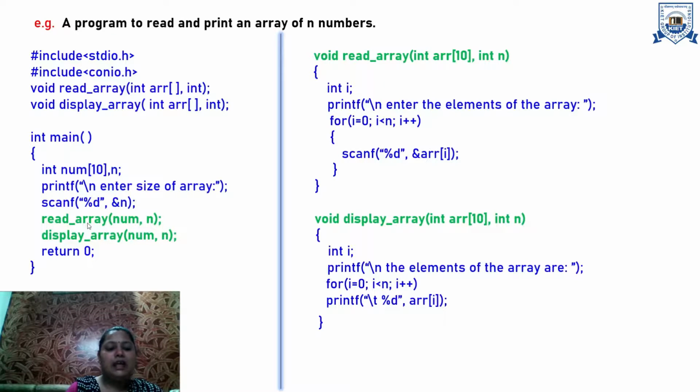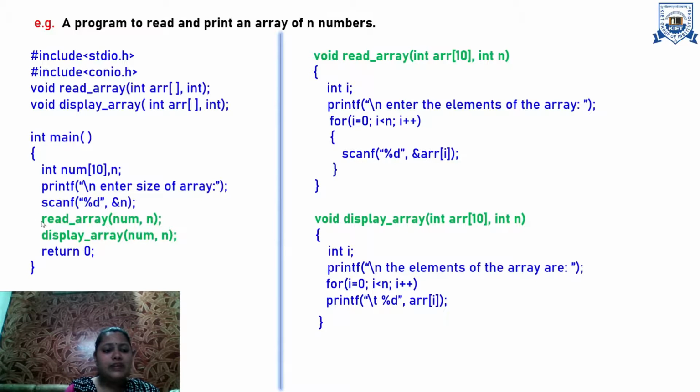So within read array, I am just passing the entire array, right? So my entire array is num. I am passing the entire array which is num, and with this array I am also passing a variable which is n, right? Because how many numbers there are, what is the size of the array, we must know that to read and to display the elements of the array, right?